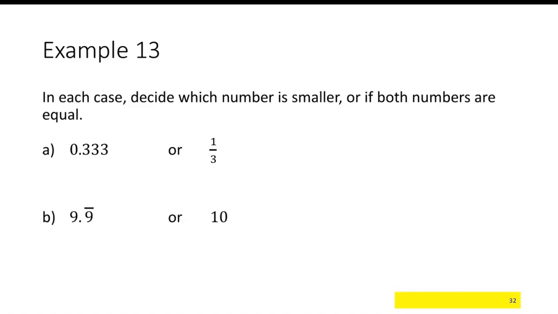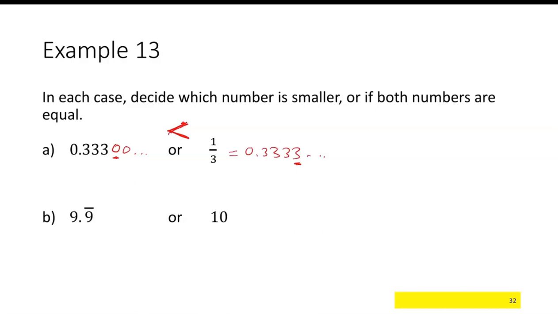All right, in each case, decide which number is smaller or if they're equal. We saw in an earlier video that 1/3 is really 0.3333 repeating, whereas the other number is 0.3330. So if you look at that fourth place, this is 0, and the fourth place here is 3. That means that 1/3 is the larger number, so the first number is smaller.